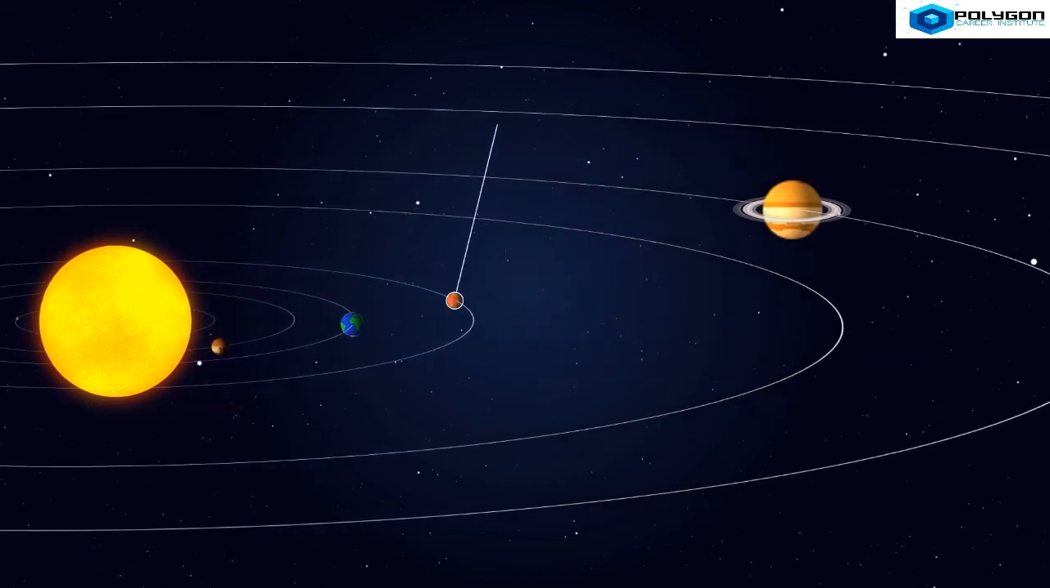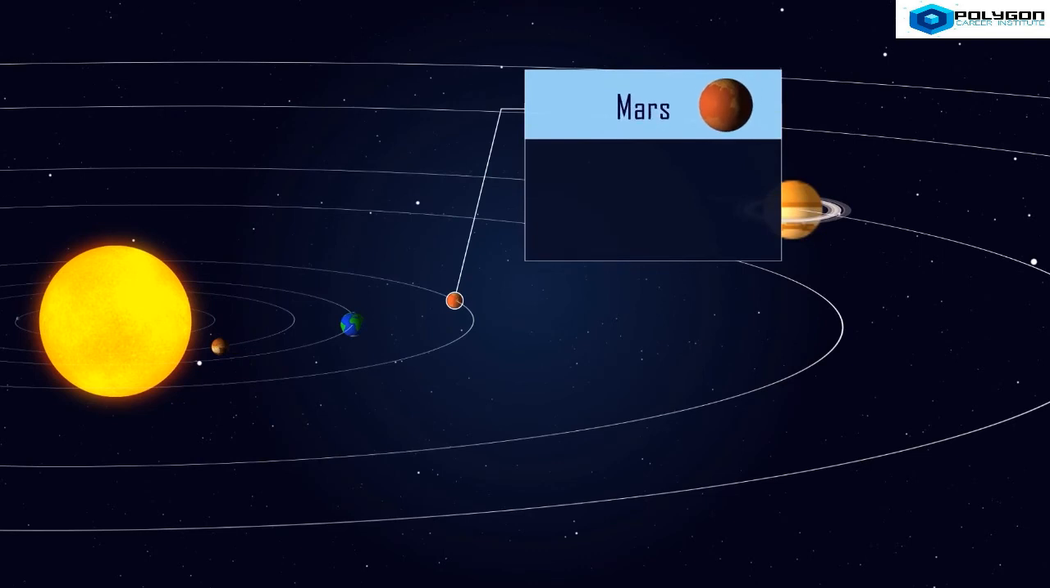The fourth one is Mars. This planet is the first one outside the Earth's orbit. This planet has been nicknamed the Red Planet because of its reddish appearance. Why does it look reddish? It does so because of the rusty color of its soil. Mars has 2 tiny natural satellites around it.